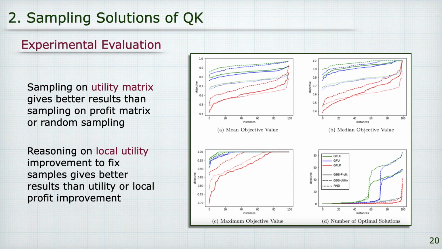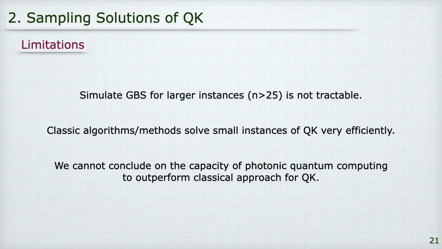So we just showed that GBS is able to capture promising subsets of items for the quadratic knapsack problem. However, for the size of the instances that we just tested, classical methods like MIQP, for example, can solve problems to optimality very quickly. And unfortunately, we cannot conclude on the ability of GBS to outperform classical approaches for the quadratic knapsack problem.